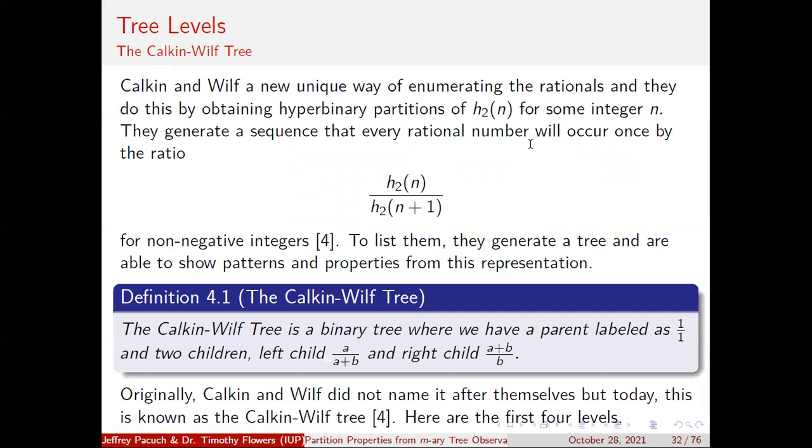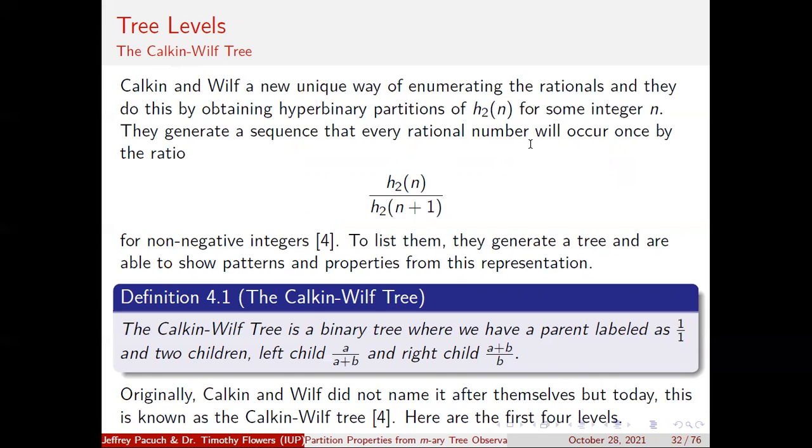So how do they do this? Looking at the hyperbinary partitions of n, they found that if they take ratios of the number of hyperbinary partitions of n divided by the number of hyperbinary partitions of n plus 1, we find that we can get every rational number to occur. So we have the following definition called the Calkin-Wilf tree.